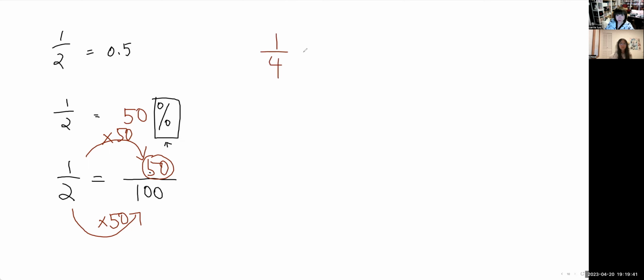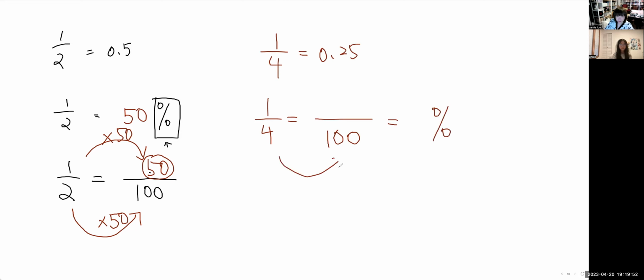Okay, let's do another one. 1 over 4 we know equals 0.25. So 1 over 4 equals what over 100, and then equals what percentage? How does 4 become 100? Times 25. Okay, very good. So 1 is also times 25, which equals what? 25. Very good. So it's 25%, correct? Good job.